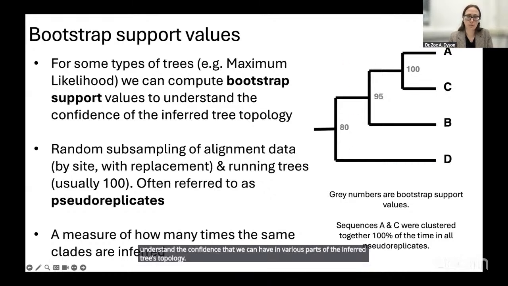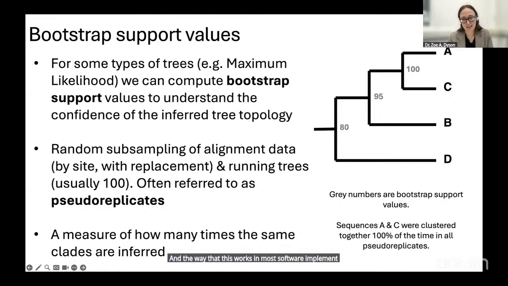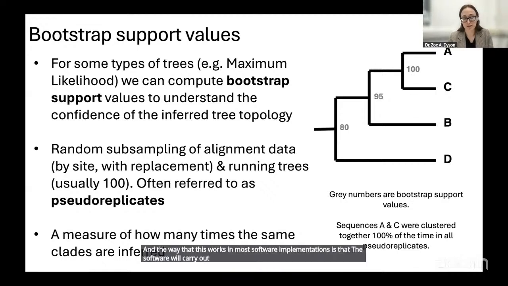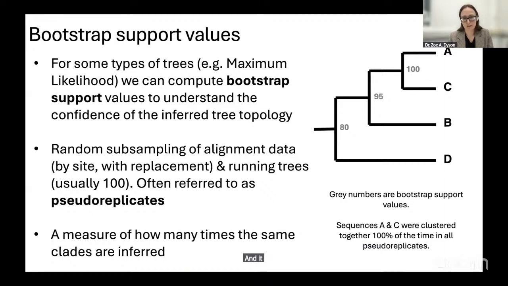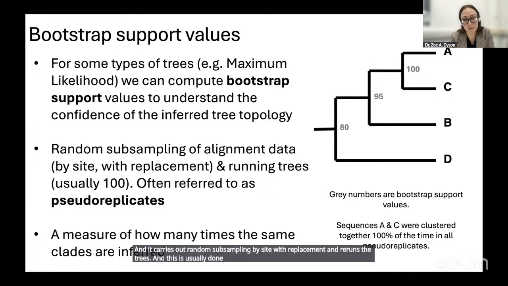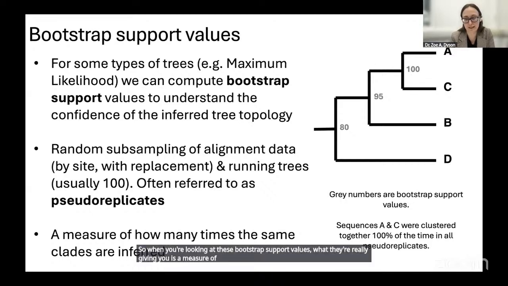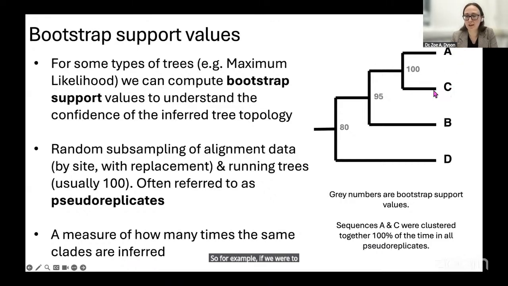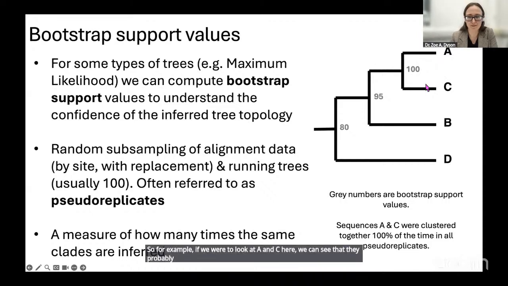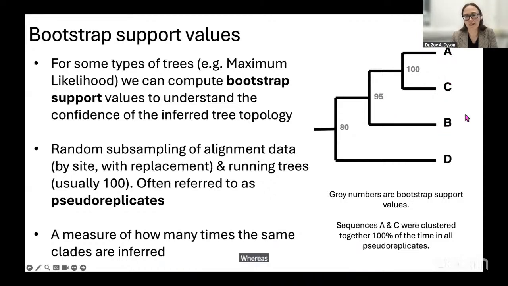And the way that this works in most software implementations is that the software will carry out random subsampling of the alignment that is used to infer the tree that contains information on sequences A, C, B, and D. And it carries out random subsampling by site with replacement and reruns the trees. And this is usually done 100 or 1,000 times and is often referred to as pseudo-replicates. So when you're looking at these bootstrap support values, what they're really giving you is a measure of how many times the same clades or clusters appeared in the individual tree. So, for example, if we were to look at A and C here, we can see that they probably were clustered together 100% of the time, whereas this broader cluster occurred 95% of the time.